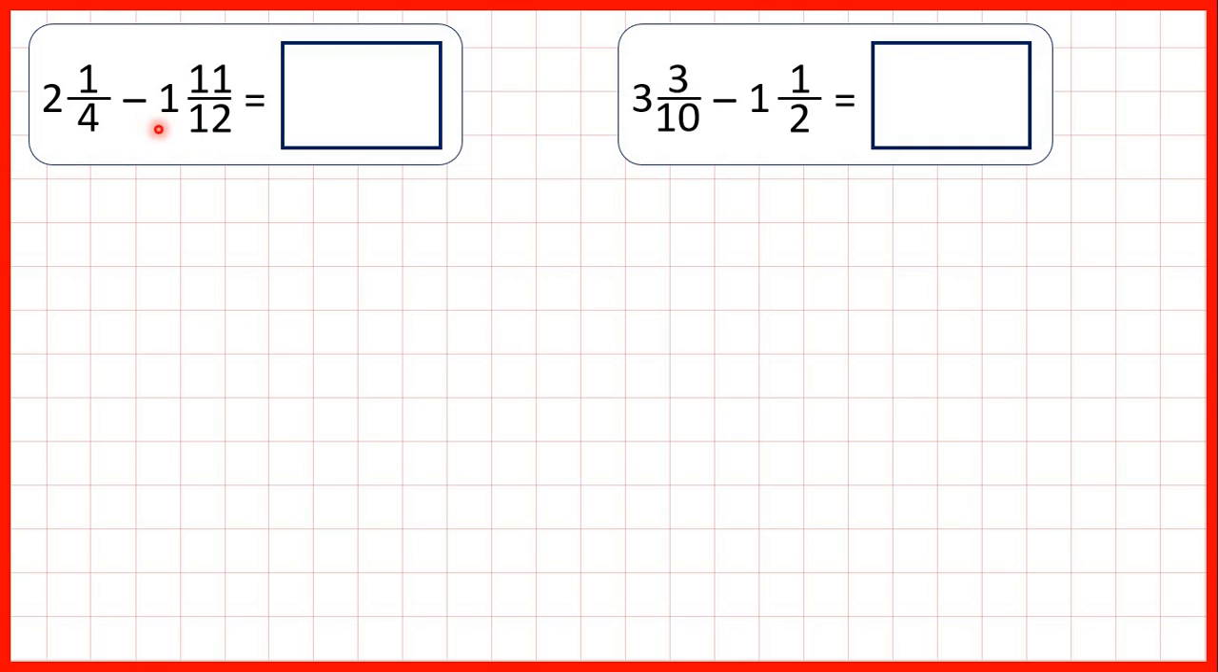We know that to subtract fractions we need the denominators to be the same. So we need to find an equivalent fraction for 1/4 which has a denominator of 12. So instead of 2 and 1/4, we can rewrite our question with 2 and 3/12. That's equivalent to 1/4 because 4 times 3 is 12 and 1 times 3 is 3.